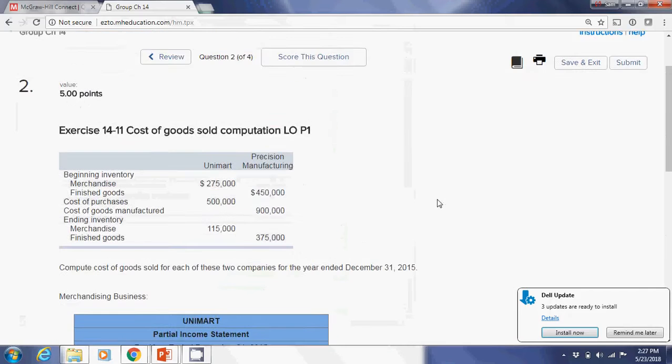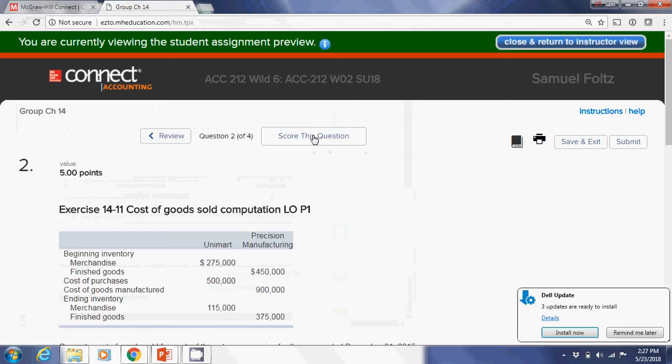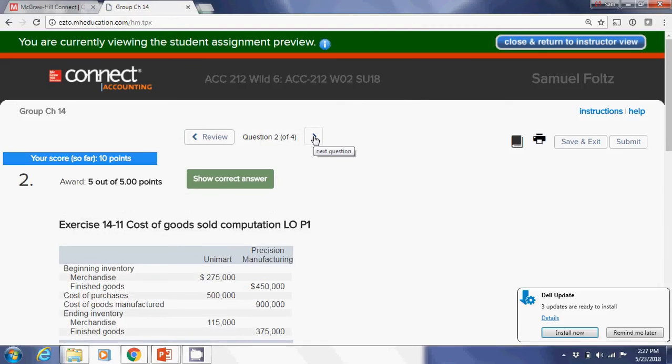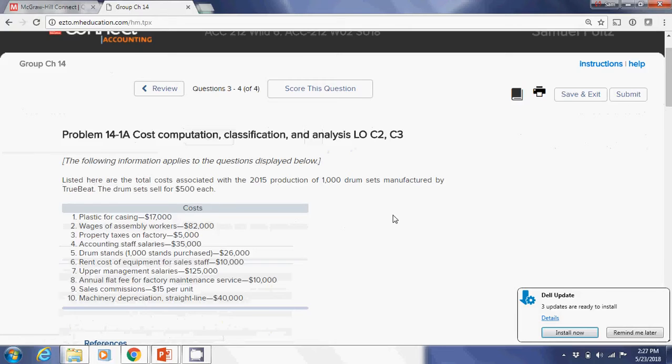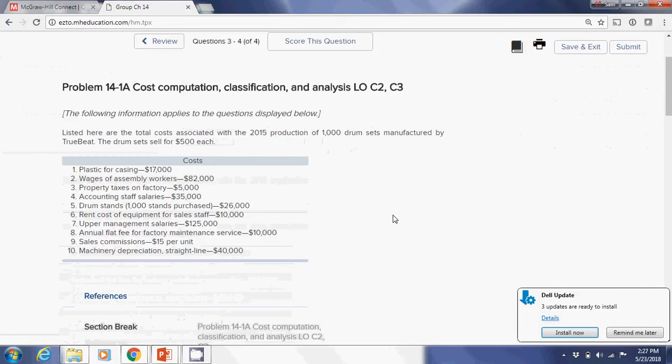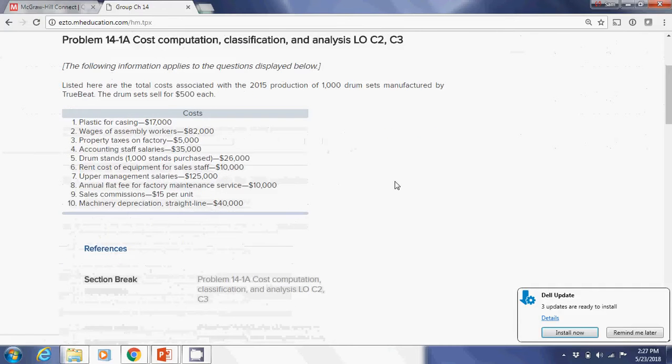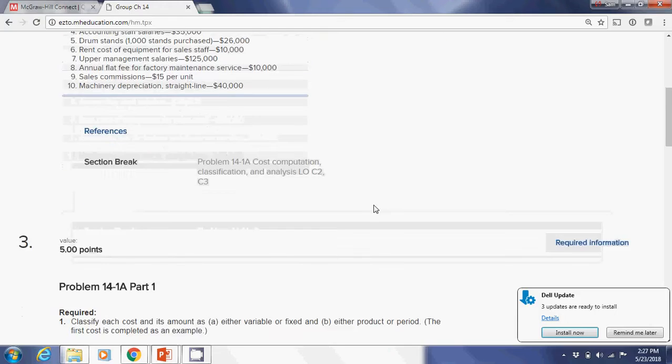Okay, moving on to the next one. All right, so we've got a 3 and 4. This is a cost computation, classification, and analysis. It says listed here are the total costs associated with 2015 production of 1,000 drum sets manufactured by TrueBeat. Drum sets sell for $500 each, and then it tells us some of the stuff that we have here. We've got plastic for casing, wages of assembly workers, a bunch of different things.